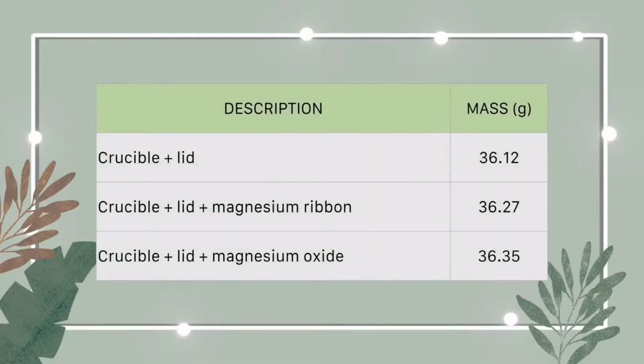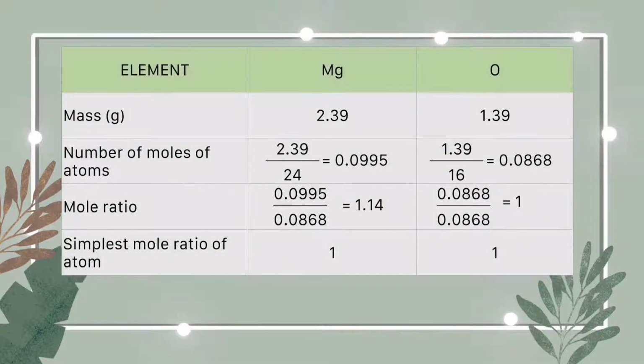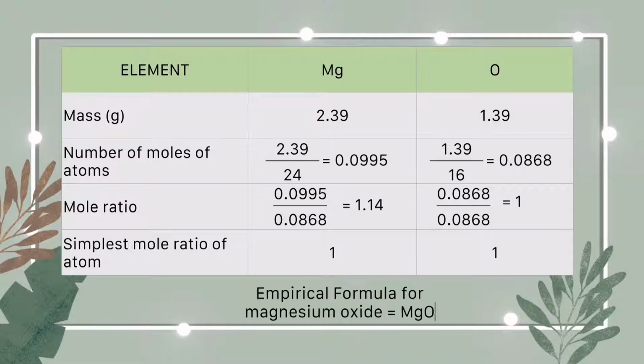After this experiment is done, record the constant mass as in the table shown. Thus, the masses of magnesium and oxygen that combine are determined. We also have determined the empirical formula of magnesium oxide.